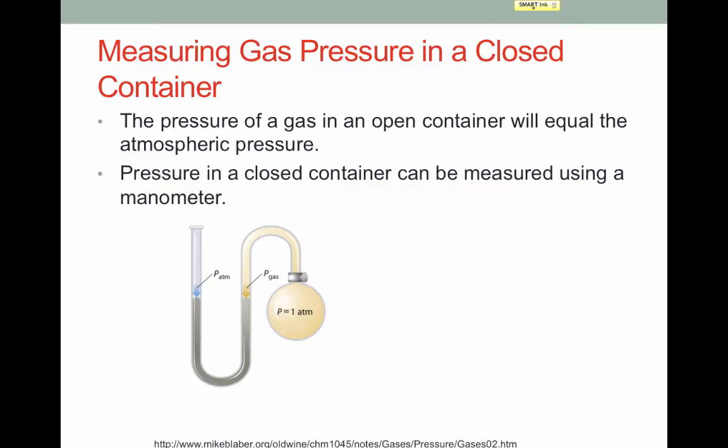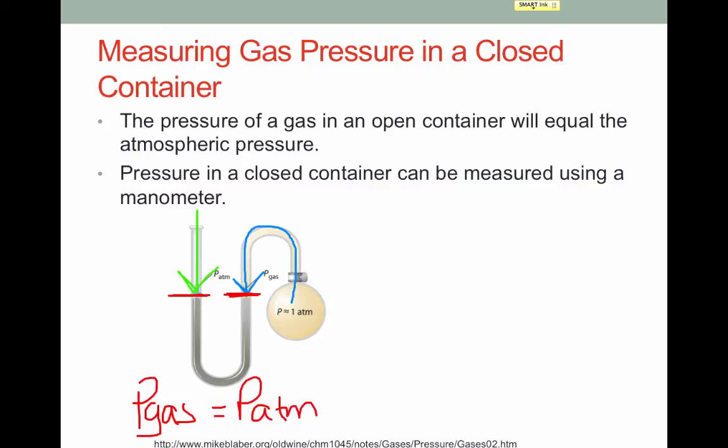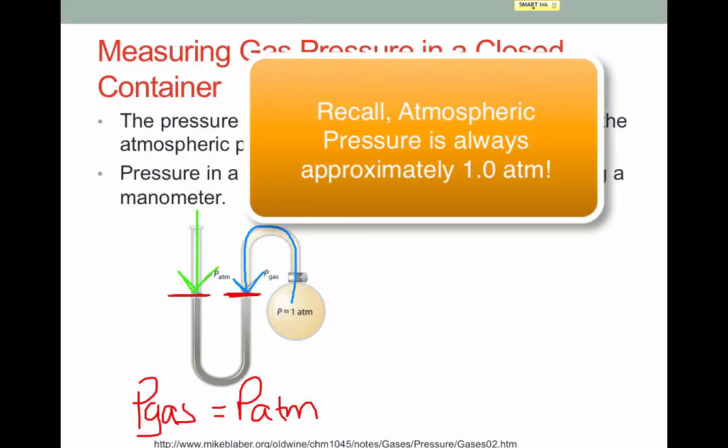Well, the gas in the container exerts pressure on the mercury in this direction, while the atmosphere exerts pressure on the mercury in this direction. When the mercury level exposed to the atmosphere is equal to the mercury level exposed to the gas, then we know that the pressure of the gas must be equal to the pressure of the atmosphere. They're both pushing equally on the mercury. Therefore, in this case, since we can see that atmospheric pressure is 1 atm, then we know the gas pressure must be 1 atm.